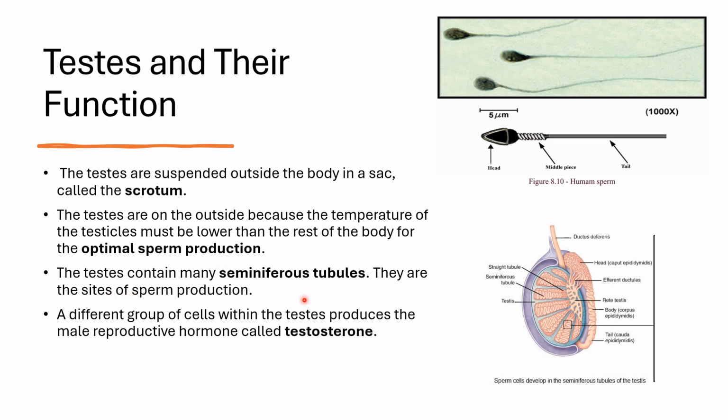And the testes contain many seminiferous tubes. Here you can see the seminiferous tubules. They are the sites of sperm production. There are also different groups of cells within the testes which produce the male reproductive hormone called testosterone.